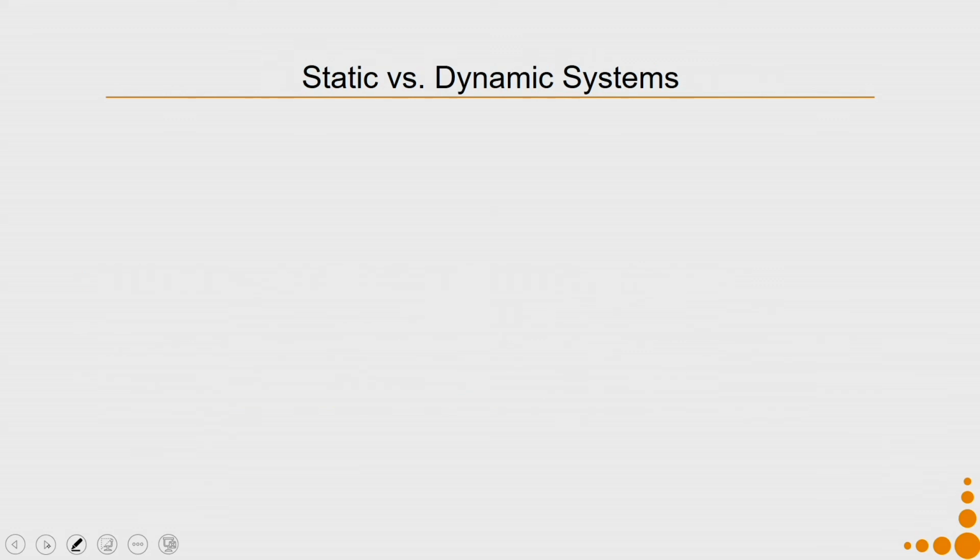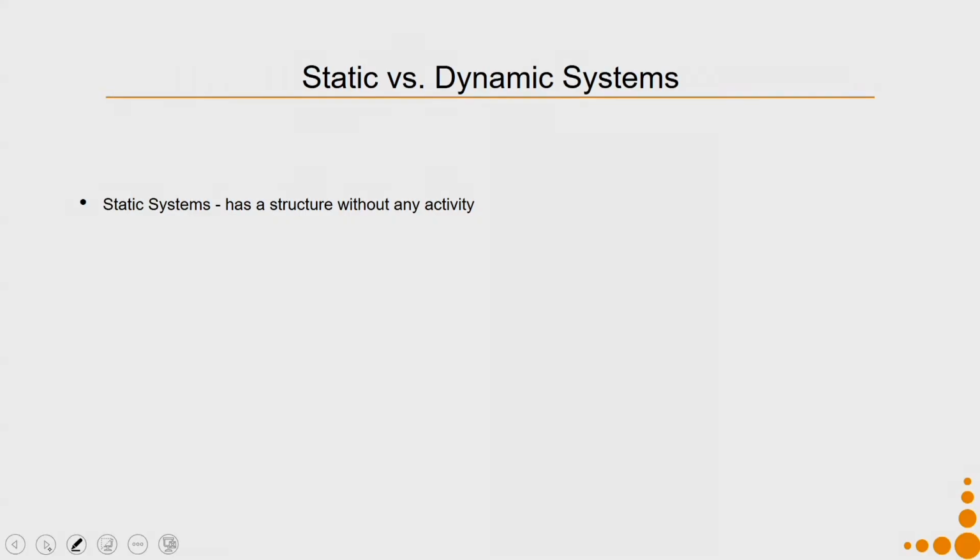Next is static versus dynamic systems. A static system has a structure without any activity. Say, for example, a highway. Our country has a network of highways. There are national highways, state highways, expressways, and other routes. They are connected with each other with a certain kind of organization. This is a static system. It has a structure, and every system has to have a structure, but it does not have any activity.